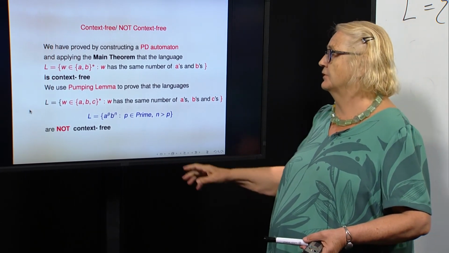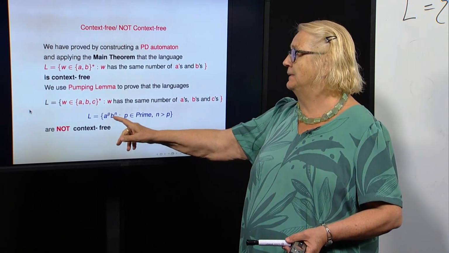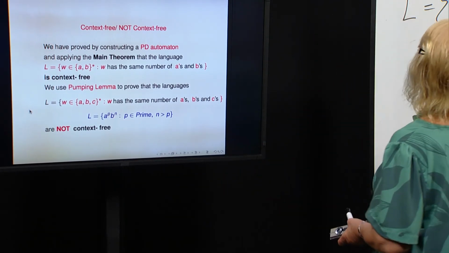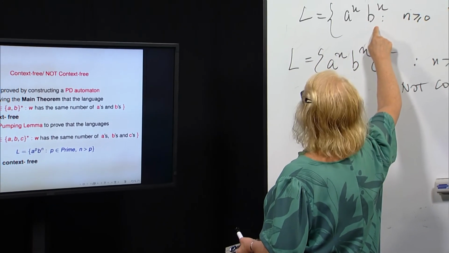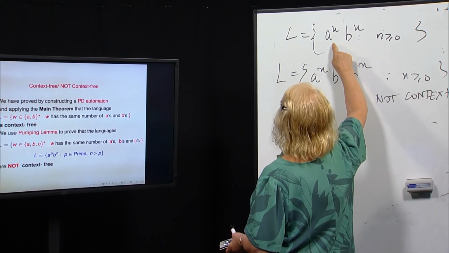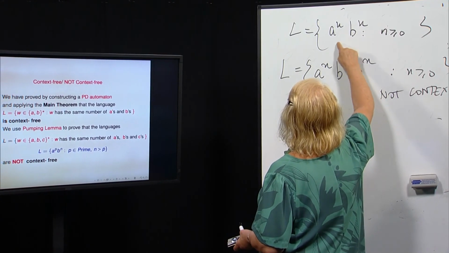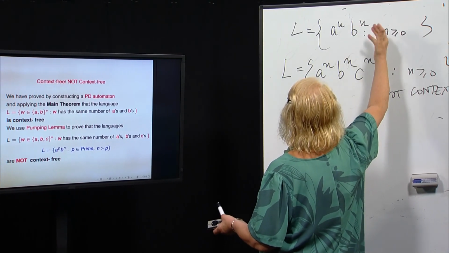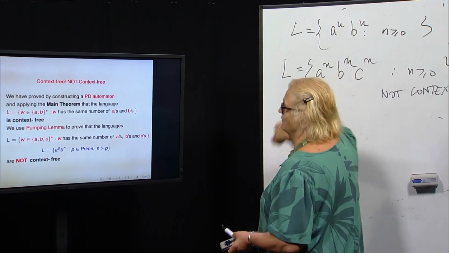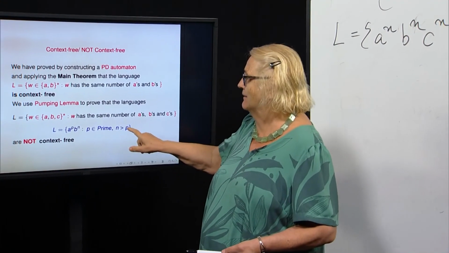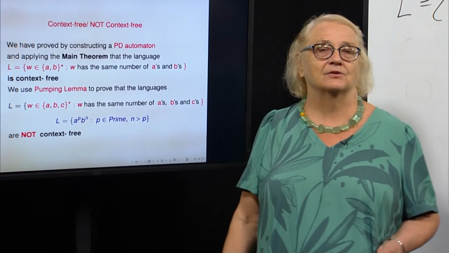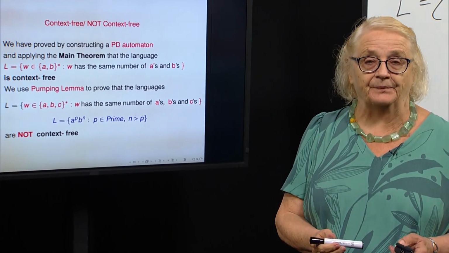And of course, a^n b^n is also nice, because that is a context-free language, right? The first non-regular context-free language. But if you take P prime and N greater than P, you get a language that is not context-free.